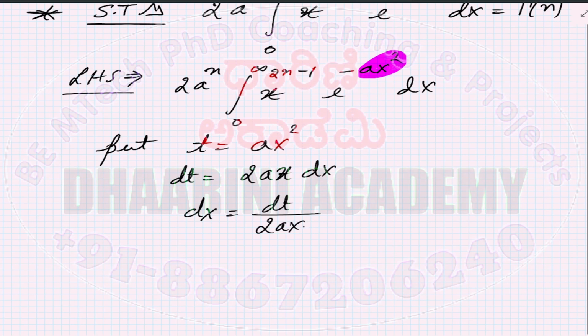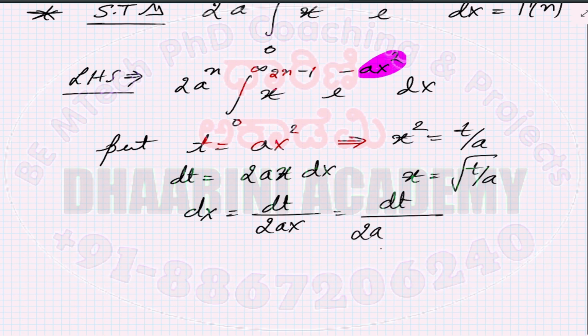Okay, I don't want x present in this case. I want to make a substitution. So here you can see that x square is equal to t by a, so x is equal to root of t by a. So I'm going to make that substitution here. So this is equal to dt divided by 2a into x, which is nothing but root of t by a. So this a cancels with this as a root, so I have the term dt divided by 2 times root of at.